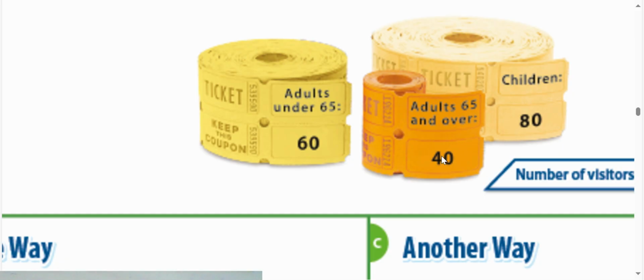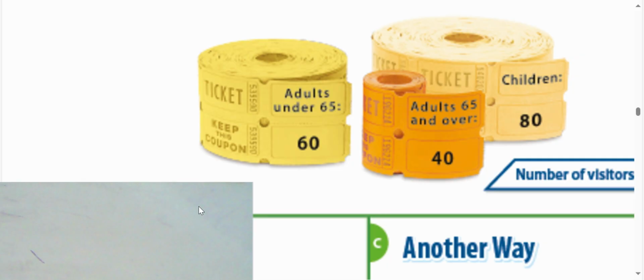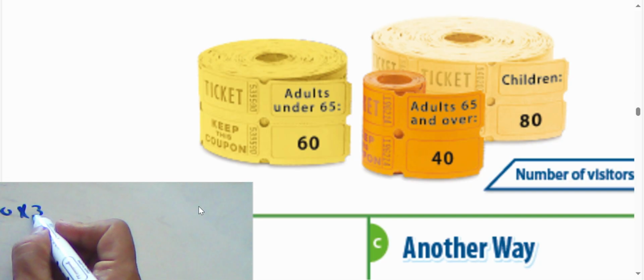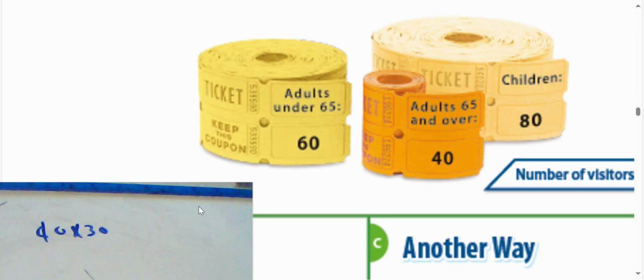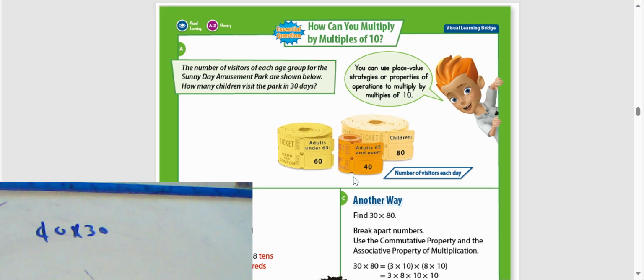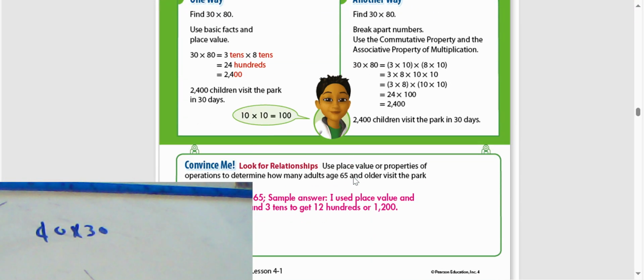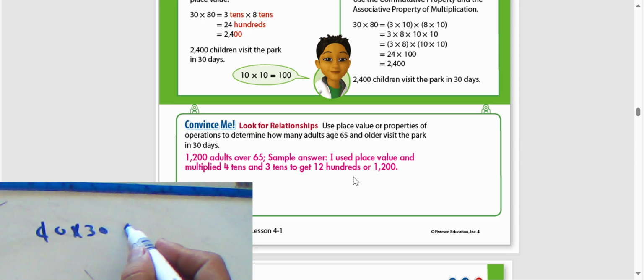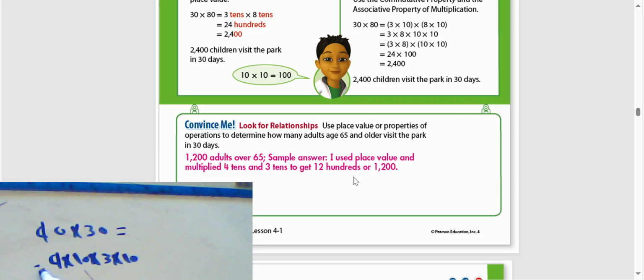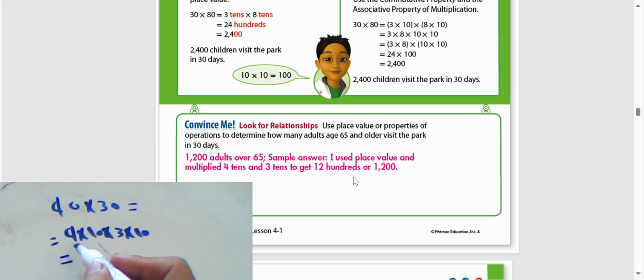He wants to find this number. In this question, he wants to find what? Adults 65 and older. We can put 40 times 30. Understood? So in this example, look here. This example down here, we can put 4 times 30. About this question, 40 times 30, we can write here 4 times 10 times 3 times 10. And then 4 times 3 equals 12, and 10 times 10 is 100. The result will be 1200.